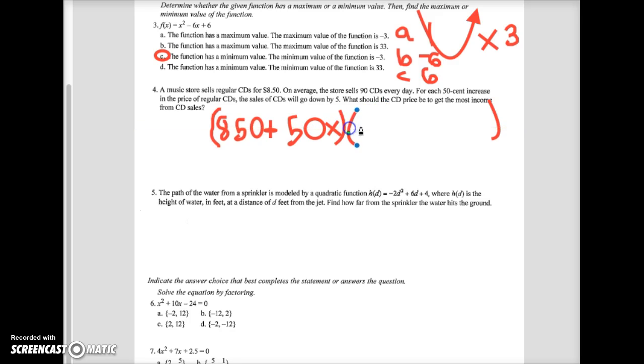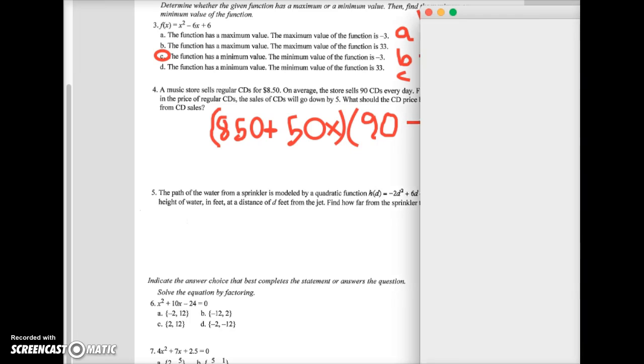Our second thing is going to be the number of CDs, and we start off with 90 CDs. And every time we raise the price, the number of CDs goes down by 5, so minus 5 times the number of price increases we're going to do. So this equation, 8.50 plus 0.50x, I know you can't see the decimals, please pretend they're there, times 90 minus 5x, we're going to dump that equation in the calculator.